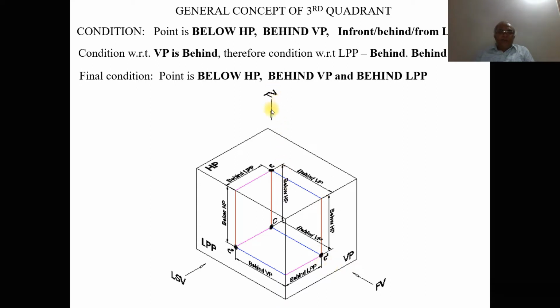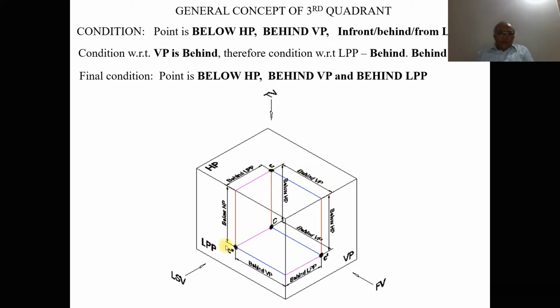Similarly, when you look from the top view, the viewing direction is perpendicular to the horizontal plane. So the image you get here will be on the horizontal plane. That means when you look from the top view, we can see the distance behind VP. When that distance is projected onto the horizontal plane, it will be seen as small c. So that is behind VP.